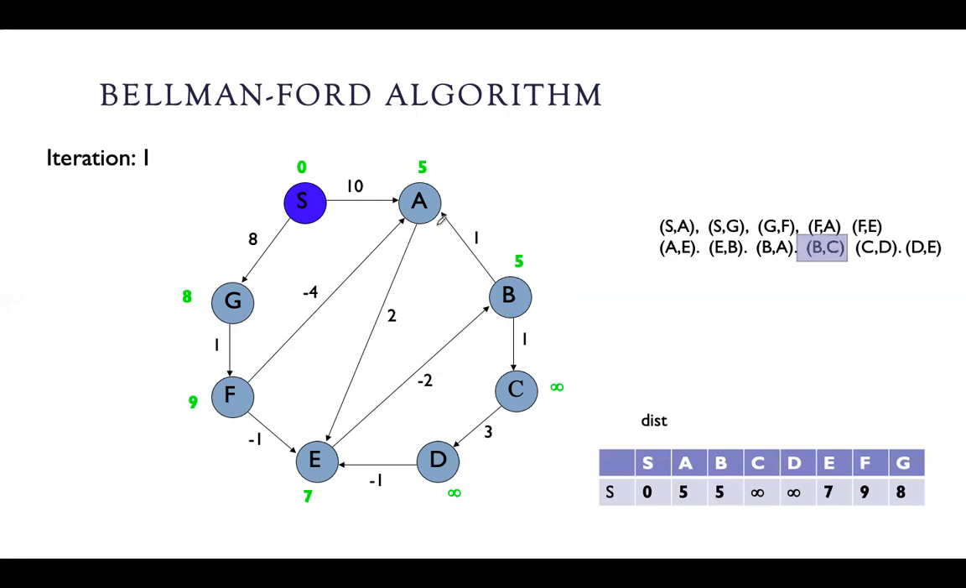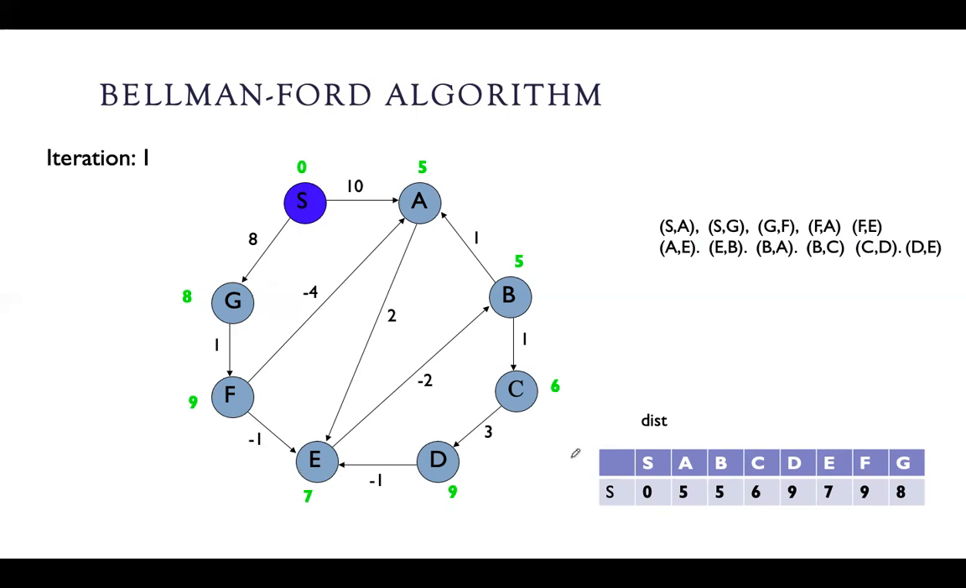Next, consider B to C. Distance of C is infinite. 5 plus 1 is 6. 6 is less than infinite. So update the distance of C to 6. Next, C to D. Distance of D is infinite. 6 plus 3, 9 is less than infinite. So update the weight of D to 9.